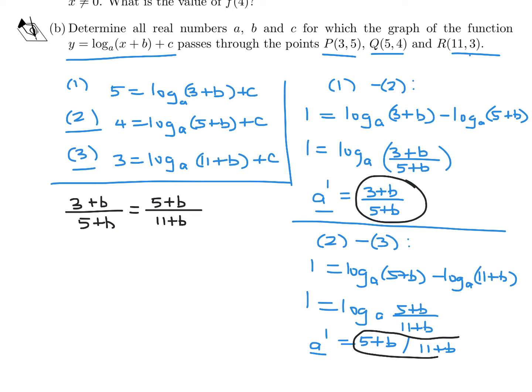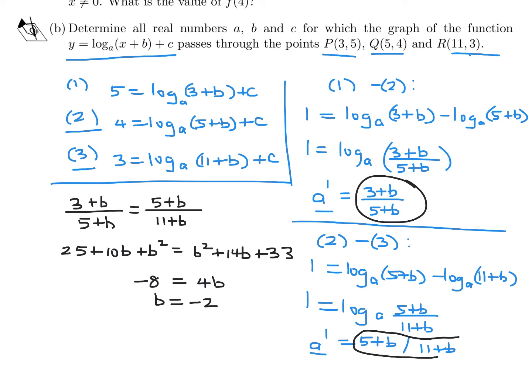Cross multiply, and we get 25 plus 10b plus b squared. We cross multiply the other two guys, and we get b squared plus 14b plus 33. Put everything on one side. 4b is equal to minus 8, and therefore b is equal to minus 2. All right, that's pretty good.